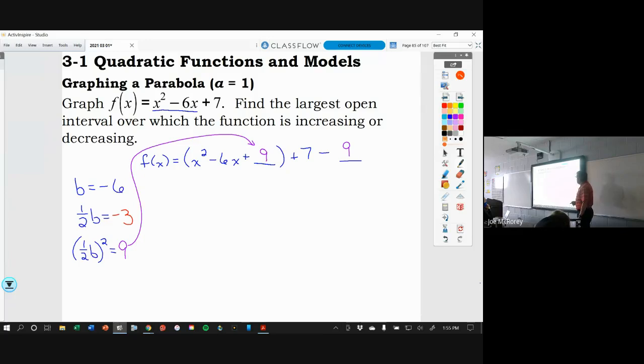Wait, so if A wasn't 1, we would multiply? Next problem. Yeah. But we did, we multiplied 1 times 9. Did we do this last semester? We did. Okay.